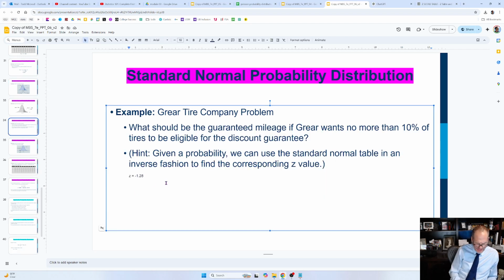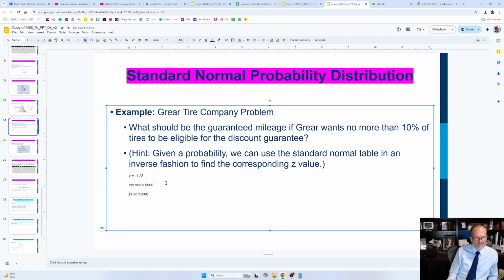So we'll do standard deviation equals 5,000. So 1.28 times 5,000, and that's a negative. And that's going to be a certain amount less than the mean. And so the negative, I think, already accounts for that. So we'll just take the negative out of that, and we'll take the mean.